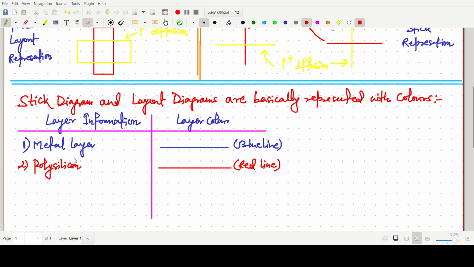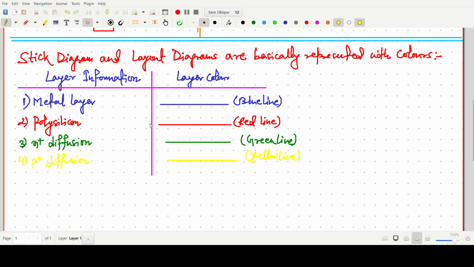Now the third one is our N plus diffusion. For the N plus diffusion, we have to use the green color. So I'm writing with a green color, this one will be the green line. Now the next one is our P plus diffusion. For P plus diffusion, we have to use the yellow line.